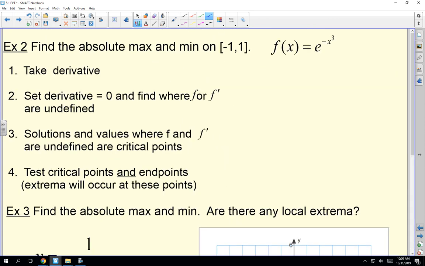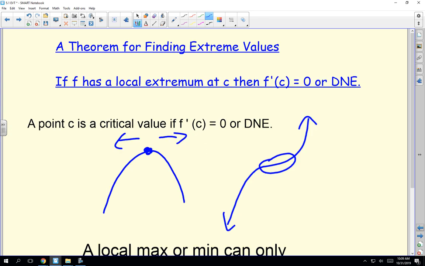All right, so here we go. We're going to start off with this function. I put the step process up here. So this is example 2. Did you guys get all that written down here?